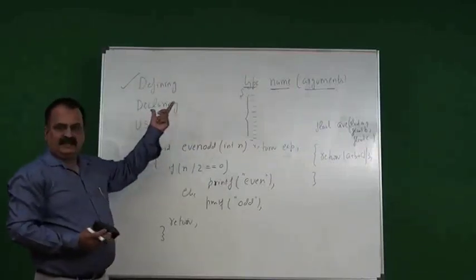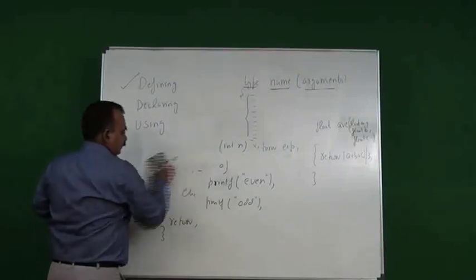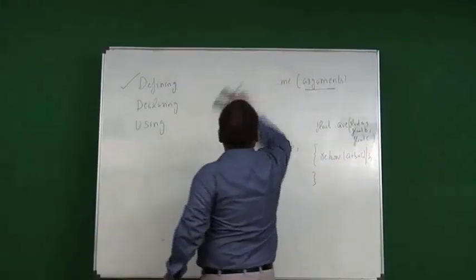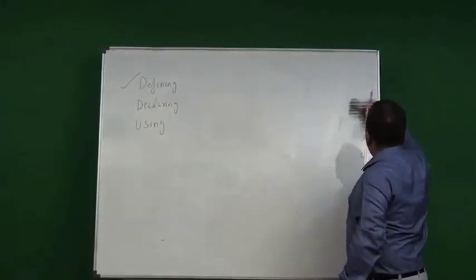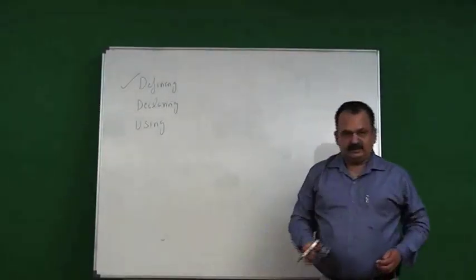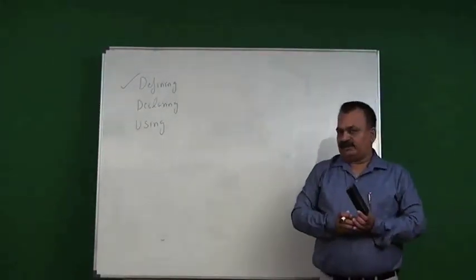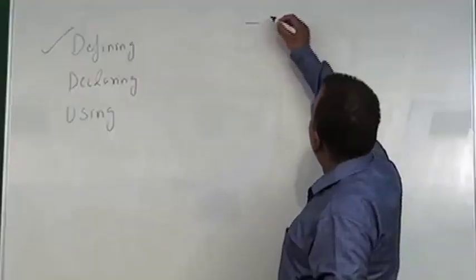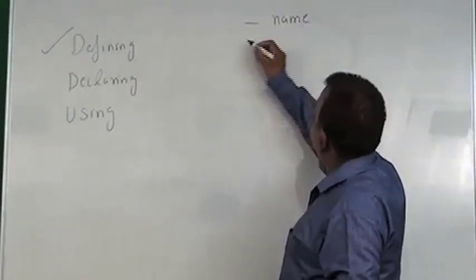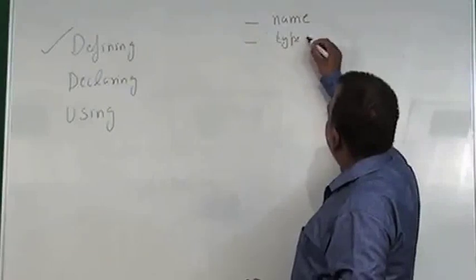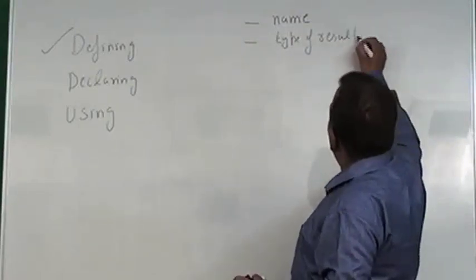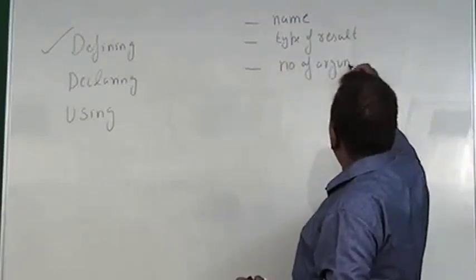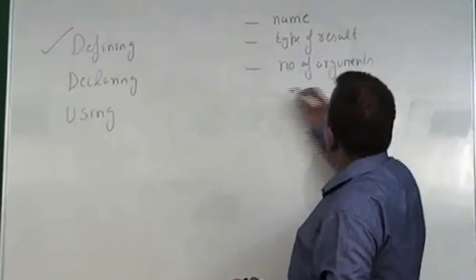The next part is declaration. Declaration is a statement which gives, first is name of the function. Second, it indicates type of the result given by the function. Third, it gives number of arguments. And the last one, type of the arguments. I said declaration will give name of the function. It will give type of the result returned by the function. It will indicate number of arguments. And the last will be type of argument.